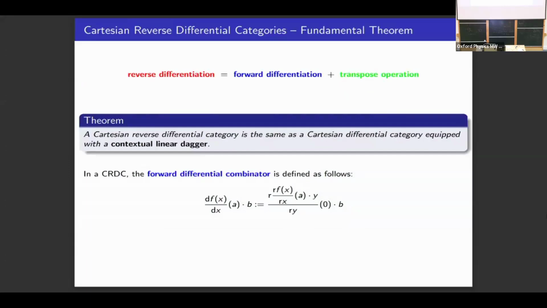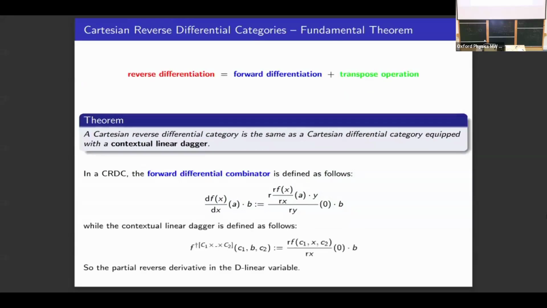Now that I've told you that reverse differentiation is how to get forward differentiation, how do you get the transpose? Well, the contextual linear dagger is again defined using partial reverse derivatives. It is literally just the partial reverse derivative evaluated at 0 in the linear argument. So now you know, I guess, the fundamental theorem of Cartesian reverse differential categories.